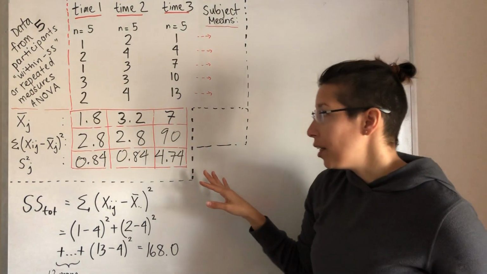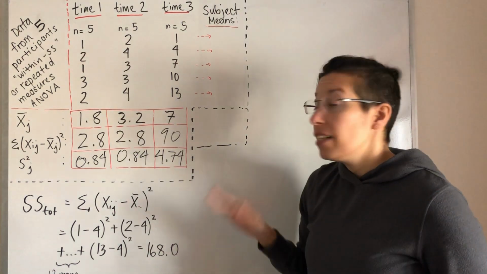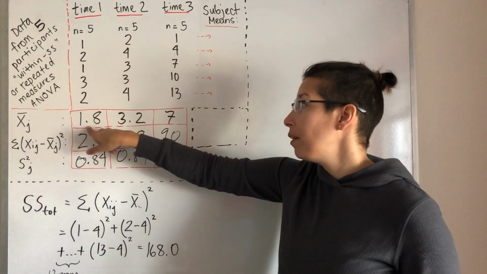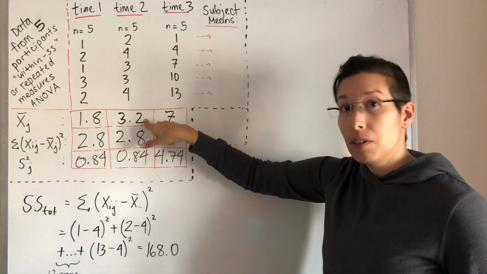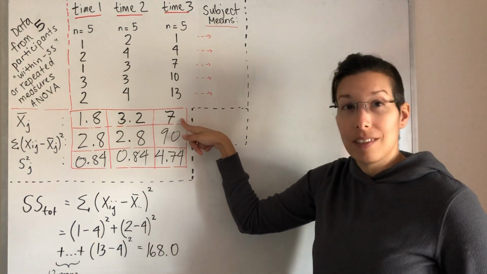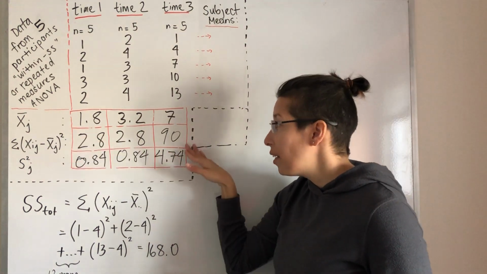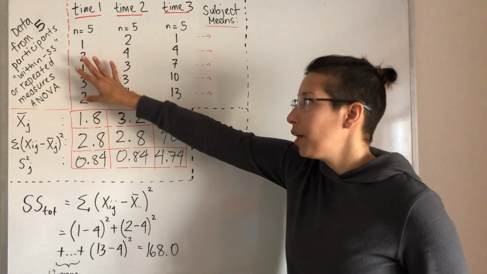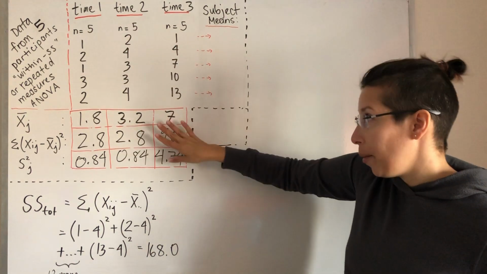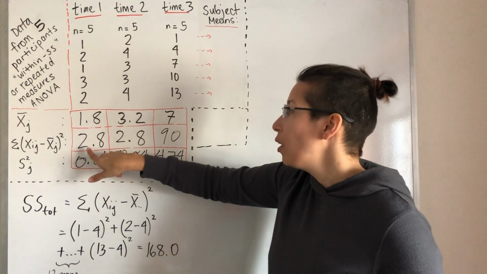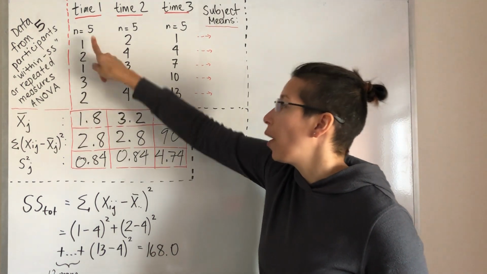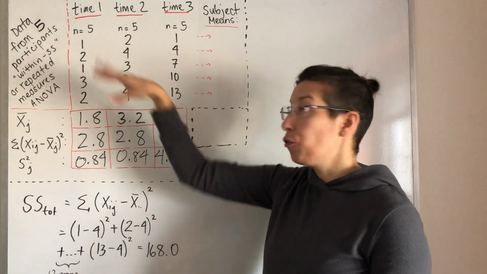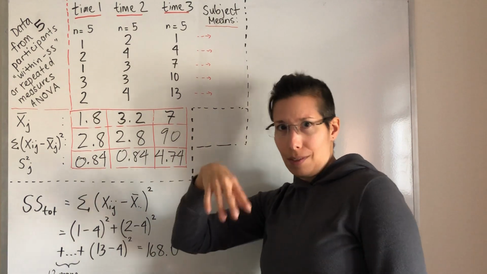We computed all these somewhat together. This 1.8 is the mean of these scores, so the time 1 mean, 3.2 is the mean for time 2, and 7 is the mean for time 3. Then this here was computed by looking at the within subject variance for each of these times. We said, okay, here's the first score. The mean of this group is 1.8. So we want to know, how are the scores in each of the time groups varying amongst themselves?